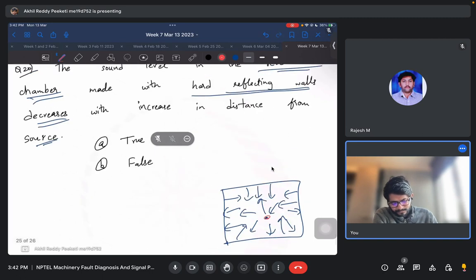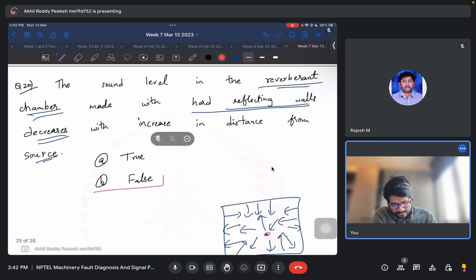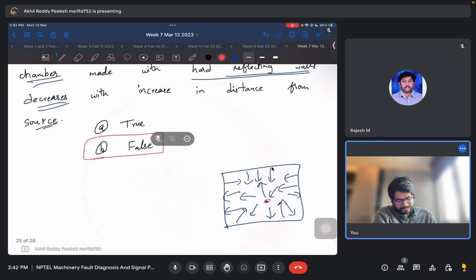Okay. So this is false. The sound levels could decrease or increase, it could be anything, or it could stay the same, only with the distance from the source. Okay.